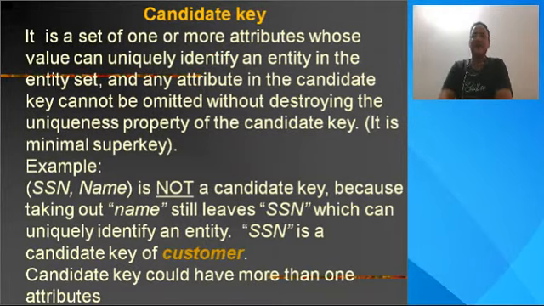Next is the candidate key. It is the set of one or more attributes whose values can uniquely identify an entity in the entity set, and no attribute in the candidate key can be omitted without destroying the uniqueness property. It is the minimal super key, in other words. So SSN, name is not a candidate key because taking out the name still leaves the SSN, which can uniquely identify an entity. So SSN is the candidate key of the customer.